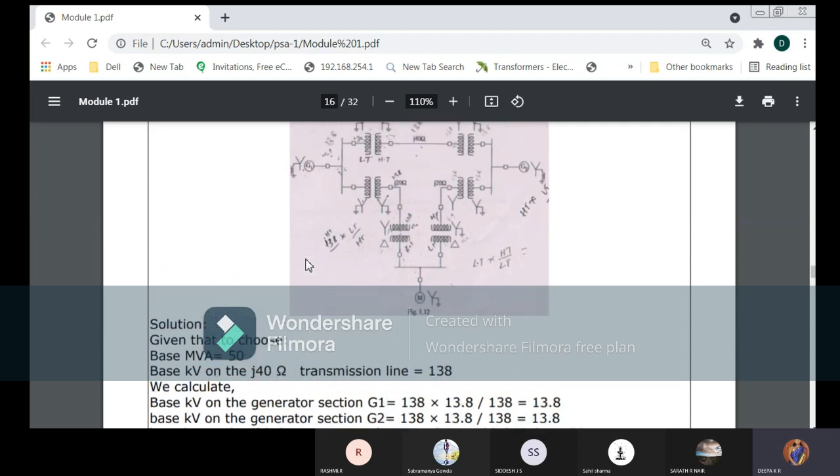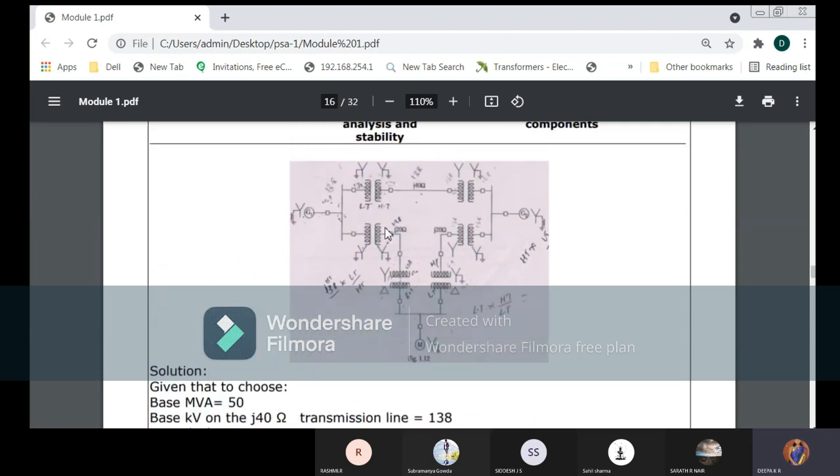J20, where is J20? This is the first one. Don't confuse it with this series, not with G2. G1 we start, G1 transformer, then transmission line. So we need to find out this transmission line value. What is the value we are having? 13.8 and 138. This is the HT side. Your transmission line is connected to which side? HT side. Is it? So we need to write the HT side value. So 138. Sorry. So this is the HT side, what is the formula?